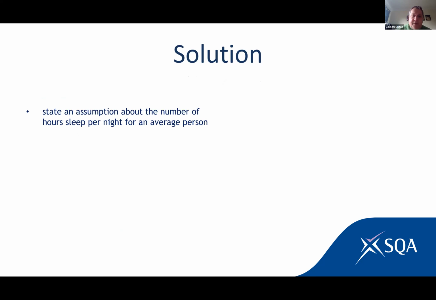If we look at the solution, we'd be looking for the candidates to state an assumption about the number of hours of sleep per night for an average person. Obviously, that's going to massively vary, but we're looking for some sort of ballpark figure. We would imagine 6 to 10 hours. If somebody says they're a longer sleeper and take longer than that, as long as they do some sort of justification, then that's fair enough.